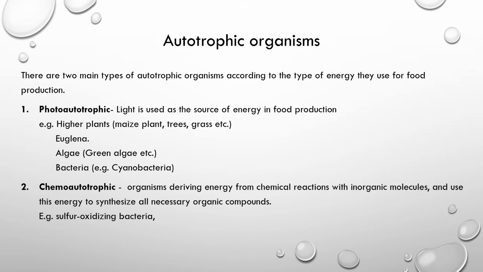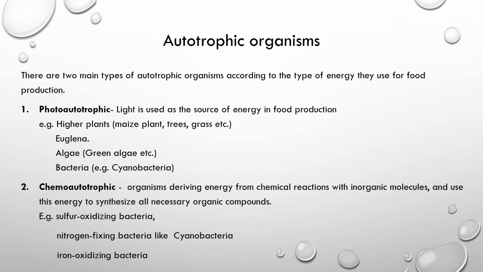So this is a new term for you. Chemoautotrophic organisms means the organisms that produce their own food by using the energy formed by chemical reactions with inorganic molecules. So the energy produced by these chemical reactions is used as the source of energy in food production of these organisms. For example, sulfur oxidizing bacteria, nitrogen fixing bacteria like cyanobacteria and rhizobium, and iron oxidizing bacteria are also forms of chemoautotrophic organisms you find in your environment.